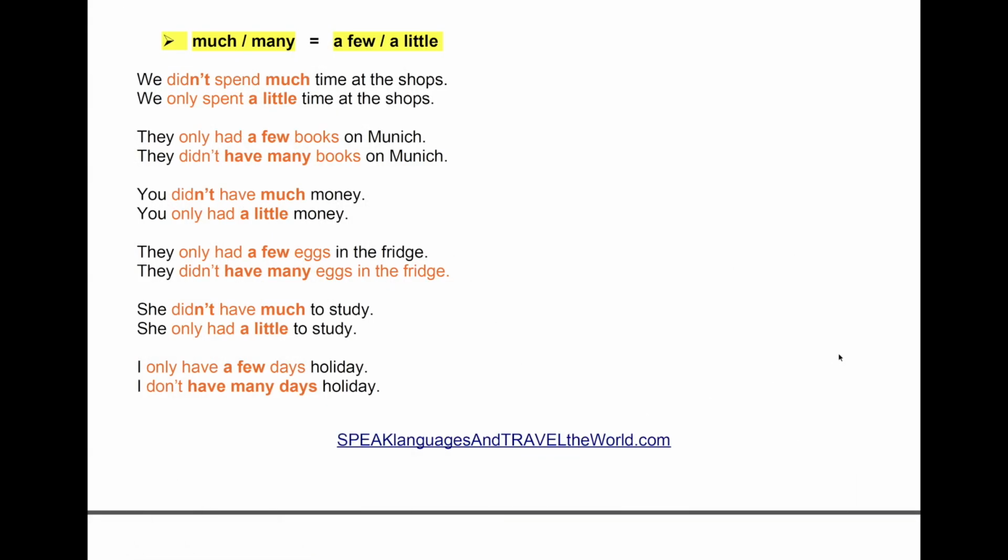"Much" and "many" can be transformed into "a few" and "a little". We didn't spend much time at the shops. We only spent a little time at the shops. They only had a few books on Munich. They didn't have many books on Munich. You didn't have much money, you only had a little money.